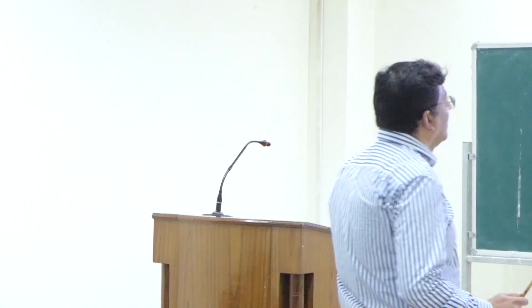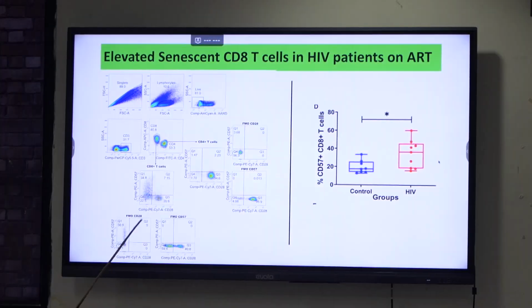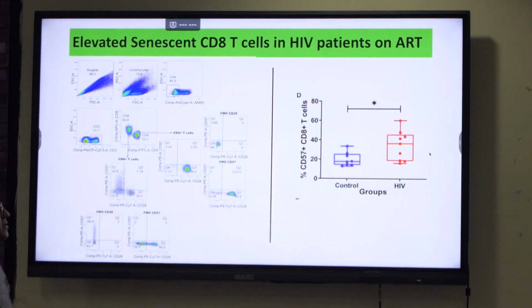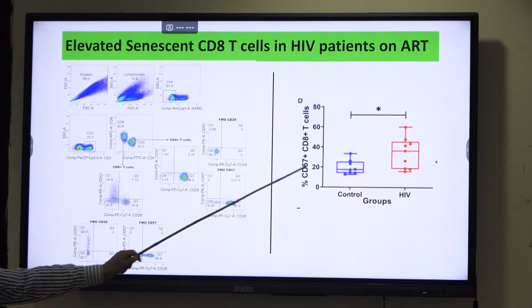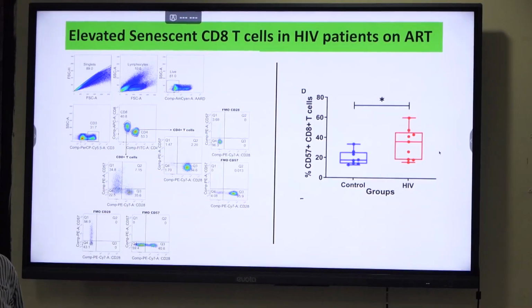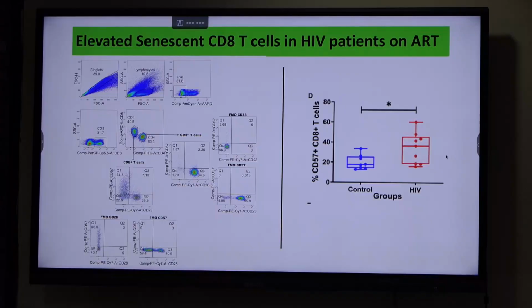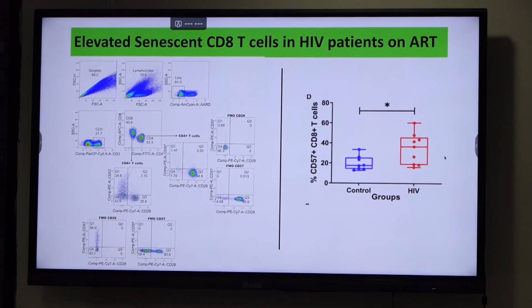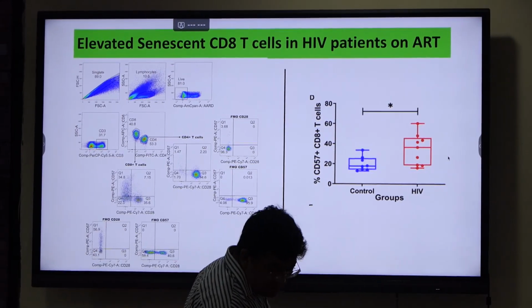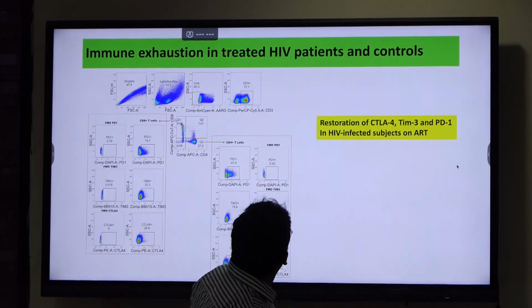Anyway, here you see this is a gating strategy. I'm not getting into it, but what I'm showing here is the CD57 positive CD8 T cells. You see it's significantly elevated in HIV infected people who are on antiretroviral therapy compared to the HIV negative control. And this is CD8 T cells.